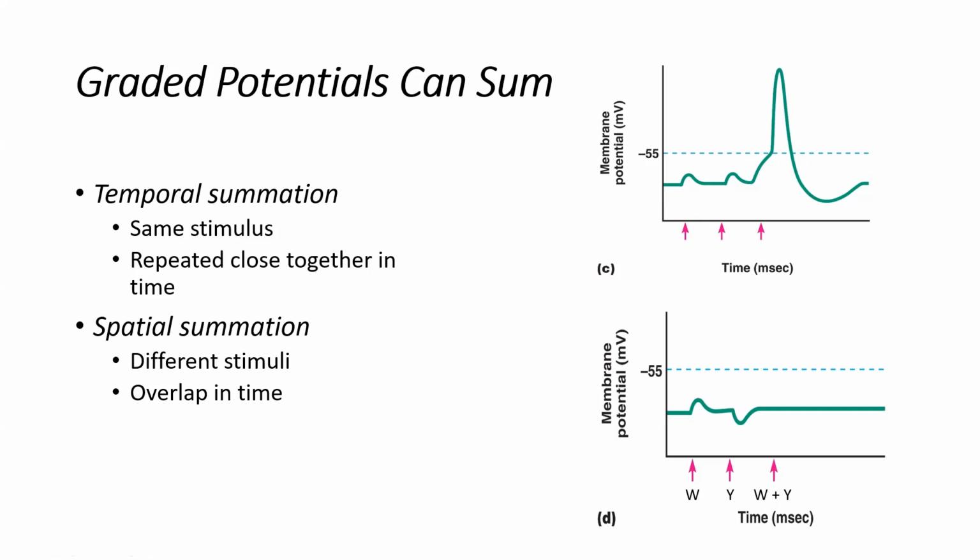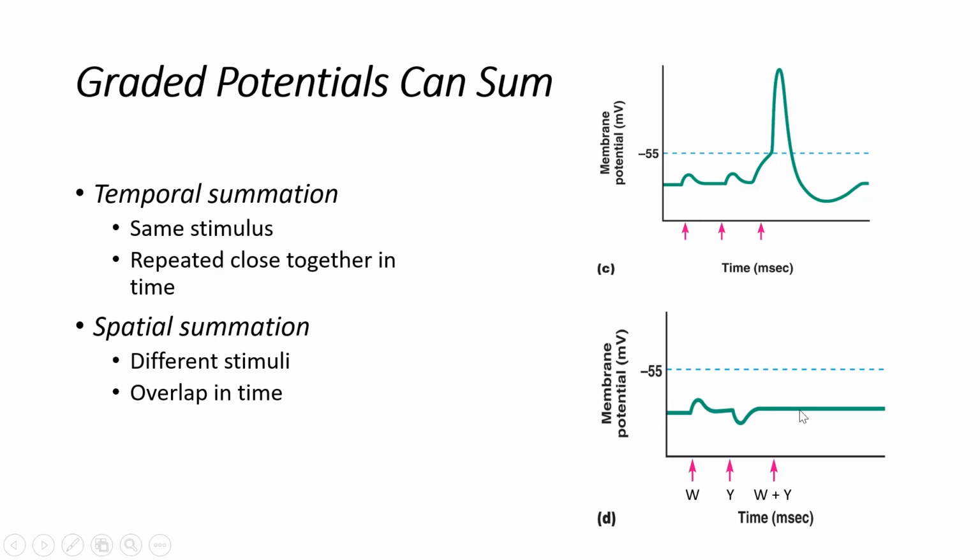In other words, different spots on that neuron. So let's say I have one stimulus coming in at spot W on that neuron. So one presynaptic neuron synapsing onto my postsynaptic neuron, and then a different presynaptic neuron synapsing at a different spot, right? Let's say it's Y. I can again sum those stimuli that are happening in the exact same time in different spaces, right? Spatial summation.